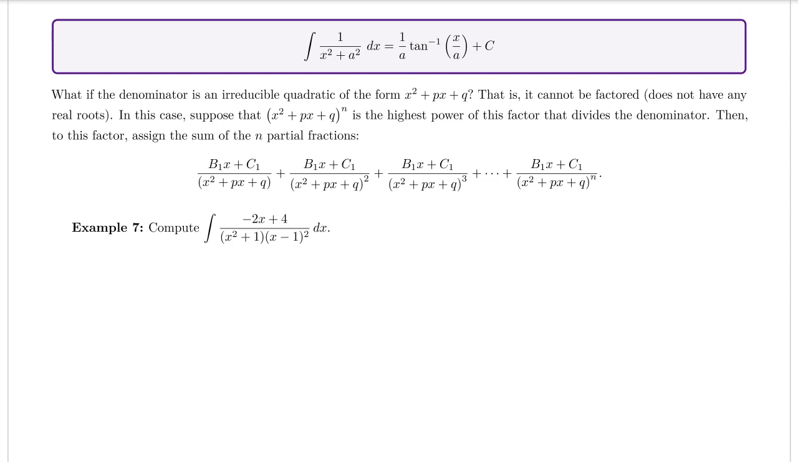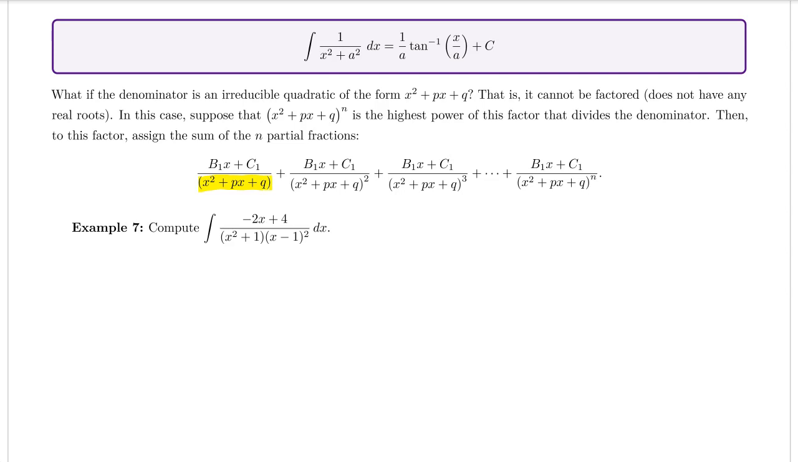Let's move on. What if the denominator is an irreducible quadratic of the form x squared plus px plus q? That is, it cannot be factored or does not have any real roots. In this case, suppose that x squared plus px plus q, all to the nth power, is the highest power of this factor that divides the denominator. Then, to this factor, assign the sum of the n partial fractions. So this is what it would look like.